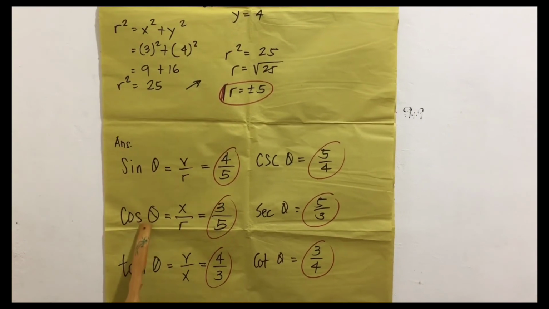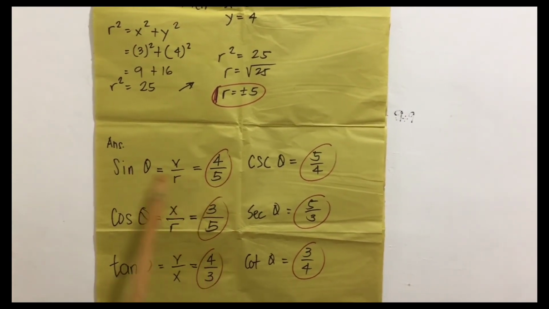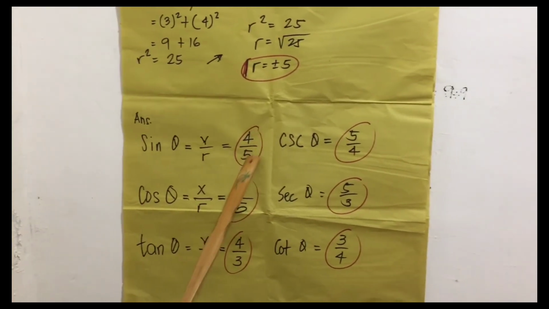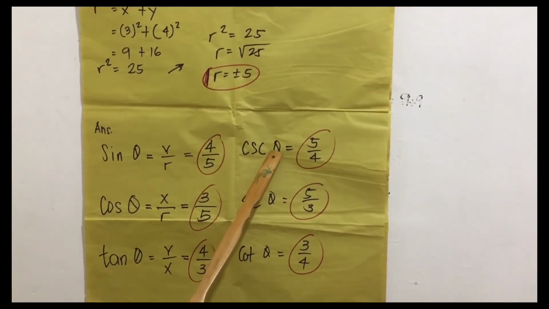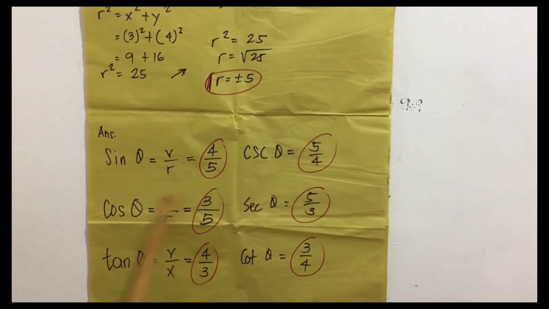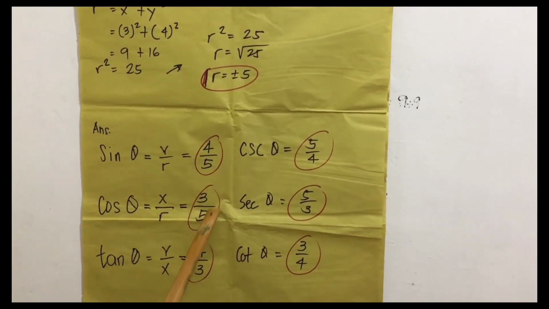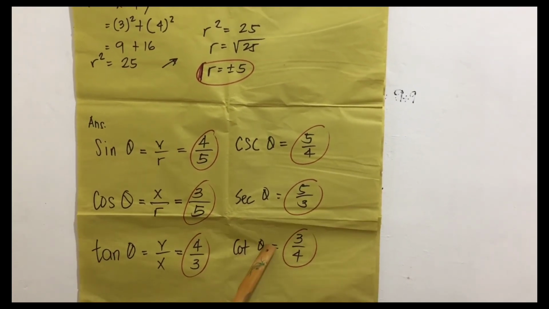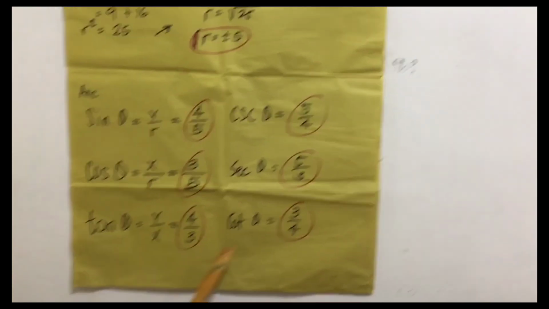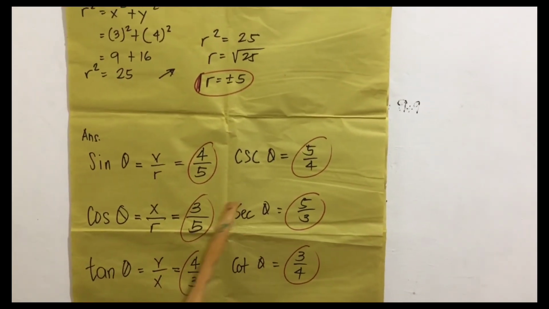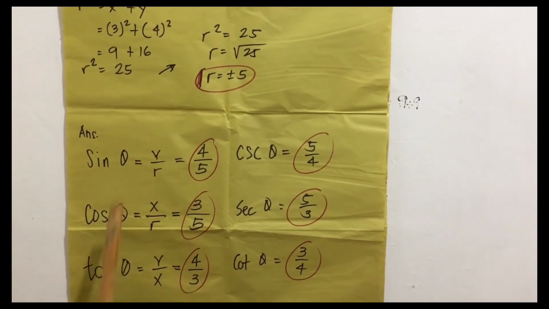Since we know the sine, cosine, and tangent theta, the cosecant is the reverse of sine. The reverse of sine theta, 4 over 5, gives cosecant theta equals 5 over 4. For the secant theta, the reverse of cosine theta, which is 3 over 5, becomes 5 over 3. And for the cotangent, the reverse is of tangent theta. We have 4 over 3, and it becomes 3 over 4. So these are the six trigonometric functions. This will be our final answer.